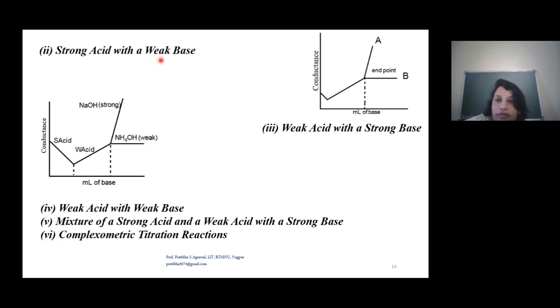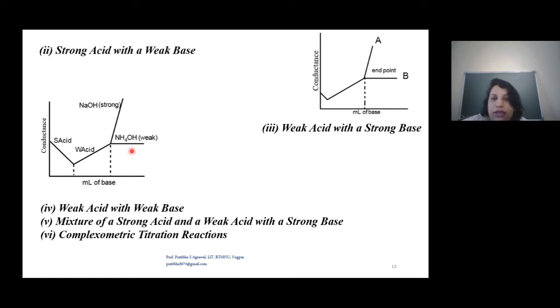So if it is a strong acid and weak base, we will get the graph like this. This line means strong acid, and this line weak base. Or if it is weak acid and strong base, weak acid means like this, and this is strong base. Or if it is weak acid and weak base, this is weak acid, this is weak base. We get these two lines, weak acid versus weak base.